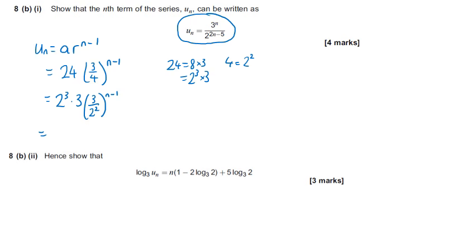Then let's just use our knowledge of indices to expand all of this. So we've got 2 cubed and a 3 outside. We've got another 3 to the power of n minus 1. And then we've got 2 squared in the denominator, so that's 2 to the power of minus 2, all to the power of n minus 1. So that's going to be minus 2 times n minus 1, which is minus 2n plus 2.